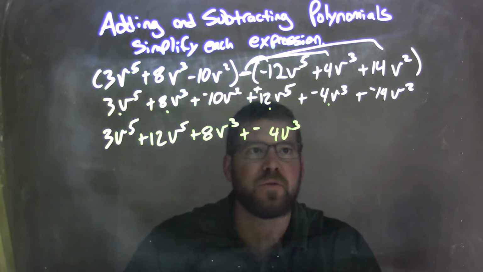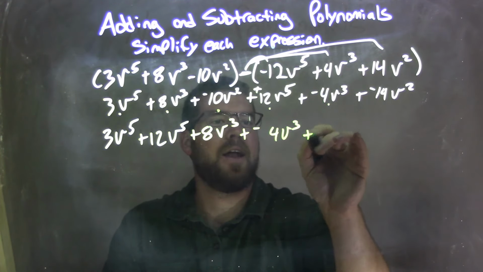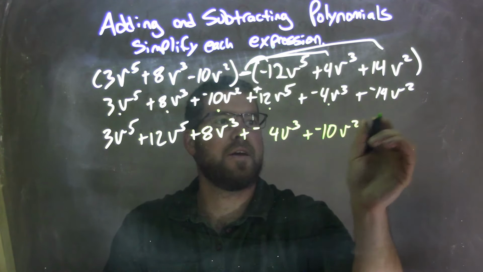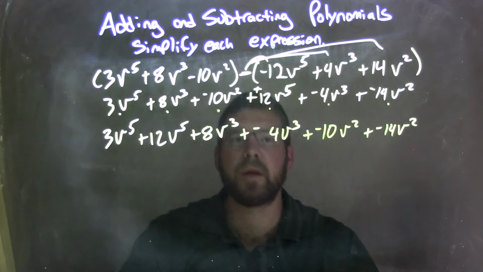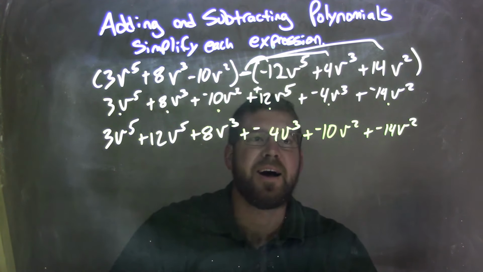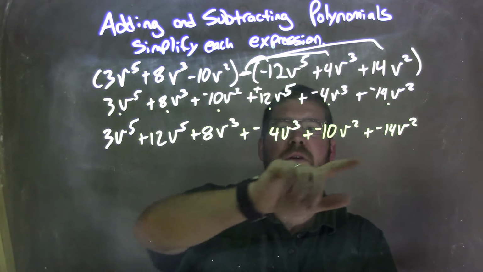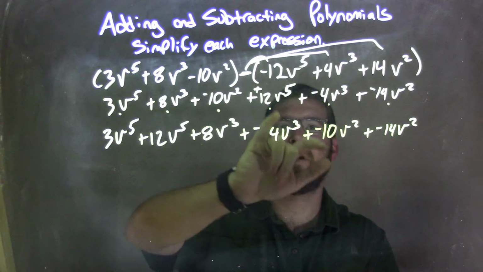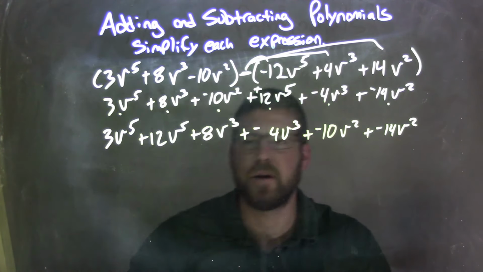Now, do I see anything else with v to the third? No. V squared? Yes, there's two of them. Adding a negative 10v squared here, and this one here, adding a negative 14v squared. So now we have all of our terms brought down. Let's double check. 3v to the fifth is right here, 8v to the third, right there. Negative 10v squared, 12v to the fifth, negative 4v to the third, and negative 14v squared right there.